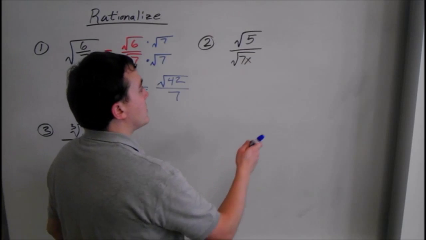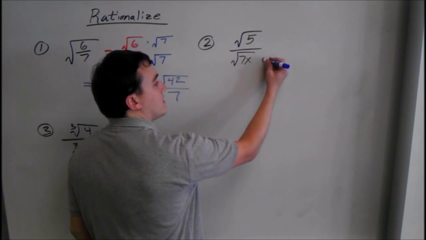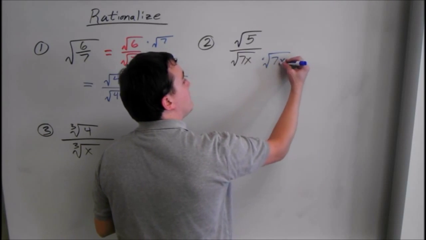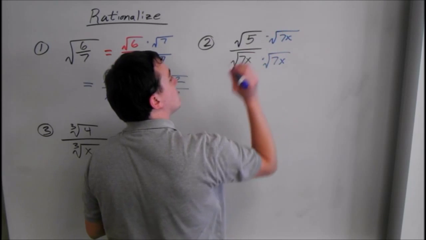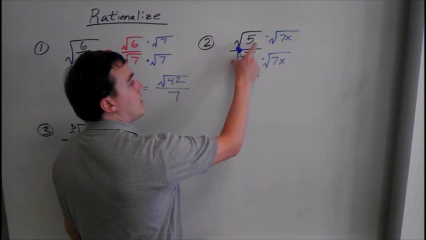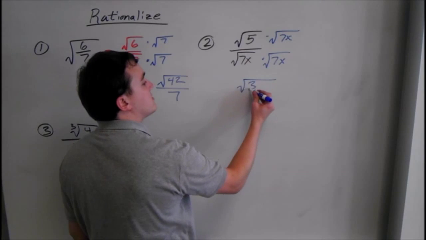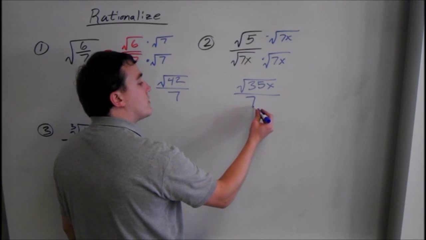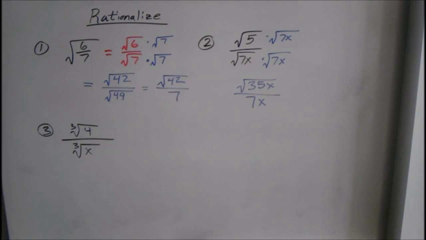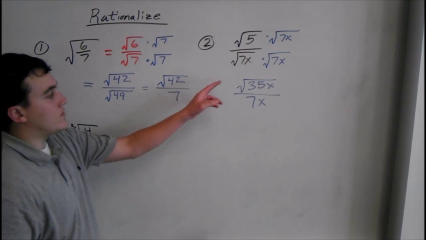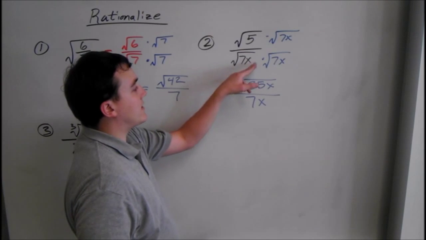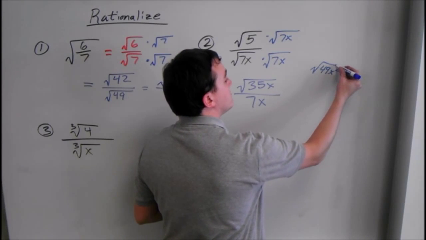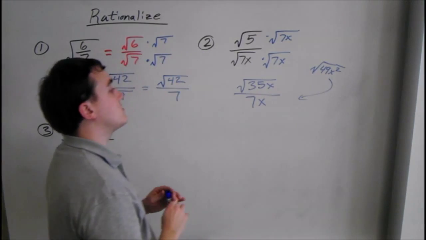Number 2, we have the square root of 5 over the square root of 7x. If you're trying to get rid of the square root, you need 2 of them. So we have the square root of 7x on the bottom and the top. And we are multiplying. So that gives us 5 times 7x is square root of 35x over square root of 7x times itself. Whenever you multiply a root times itself, you always get what the inside is. Because that would give us 7 times 7 is 49. X times x is x squared. Well, the square root of 49 x squared is just 7x.